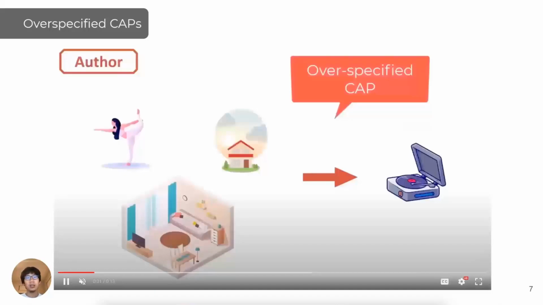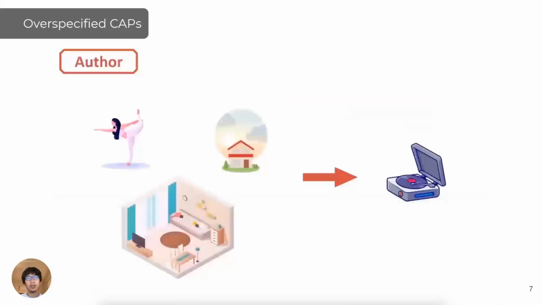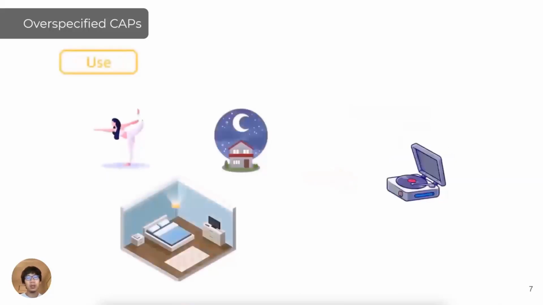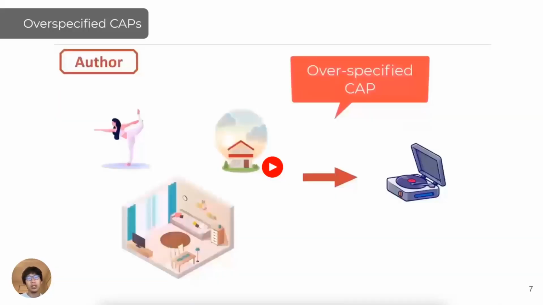Alice, on the other hand, simply grabs all present contexts in her living environment to author a CAP: play my yoga music list when I'm doing yoga in the living room in the morning. On another evening in her bedroom, she starts yoga practice, but no music is played. Here the CAP is over-specified. It doesn't cover all desired scenarios to trigger the action.